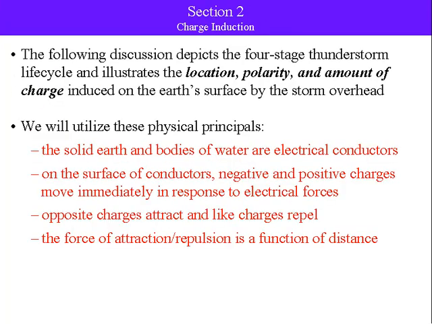The following discussion depicts the four-stage thunderstorm life cycle again and illustrates the location, polarity, and amount of charge induced on the Earth's surface by the storm overhead. Now, in order to do this, we utilize the following physical principles. The solid Earth and bodies of water are electrical conductors. On the surface of conductors, negative and positive charges move immediately in response to electrical forces. Opposite charges attract and like charges repel, and the force of attraction and repulsion is a function of the distance.